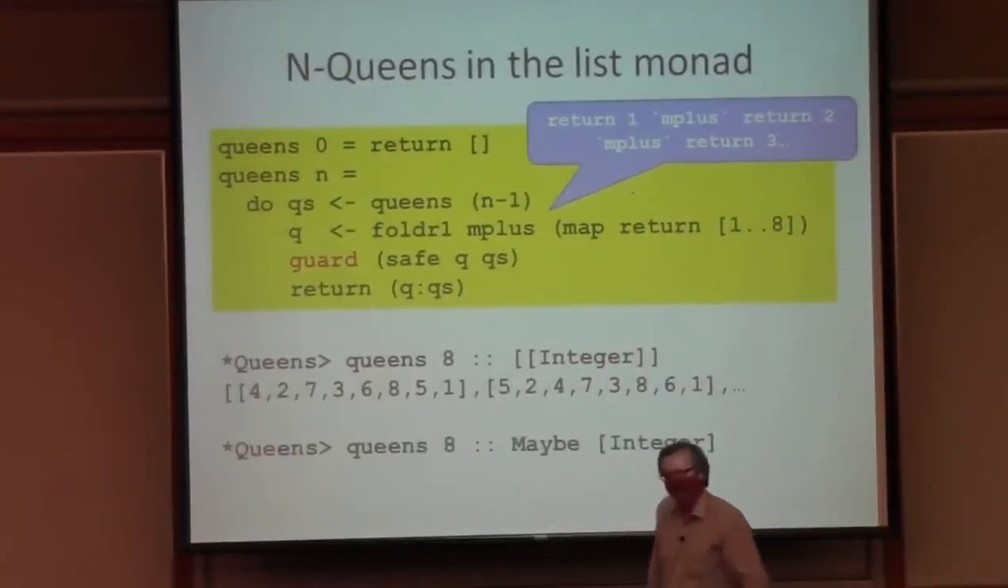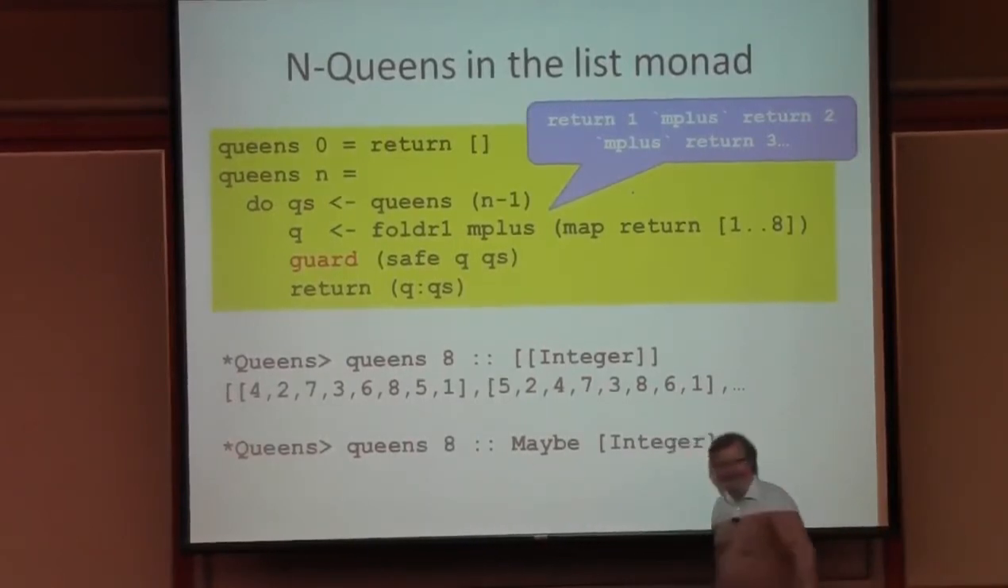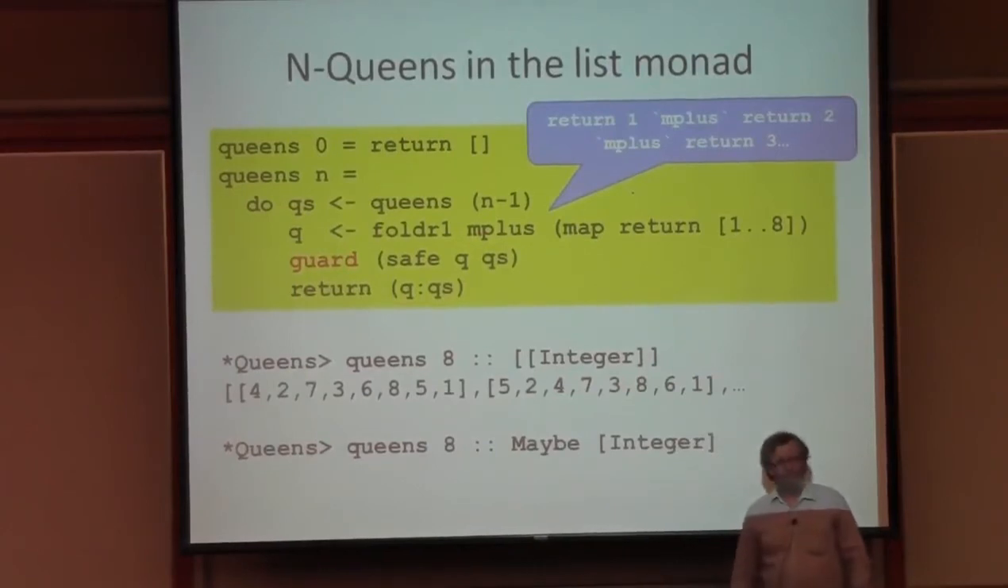But I can also say, let me run the same code, but hey, type checker, use the maybe monad instead. What will happen then?